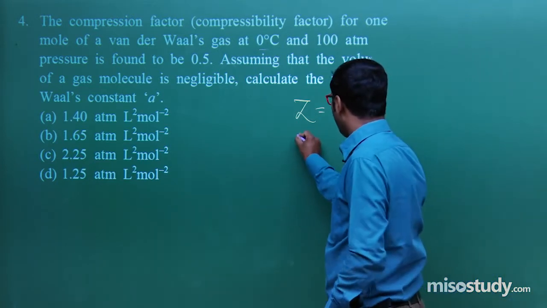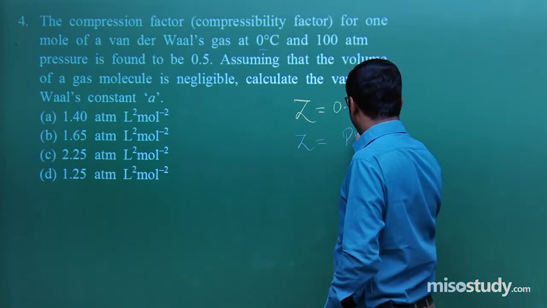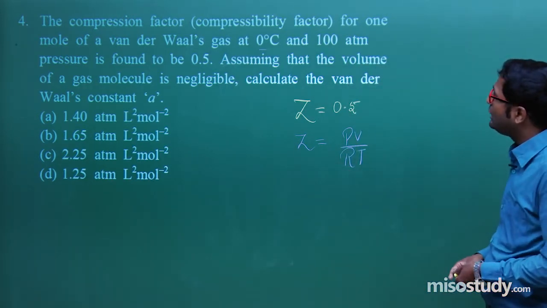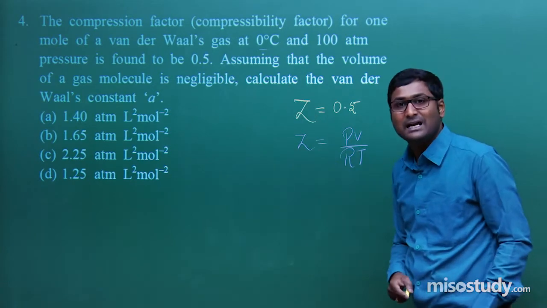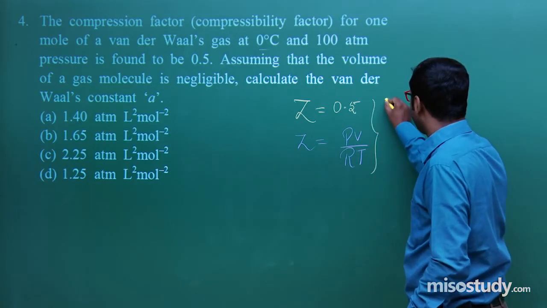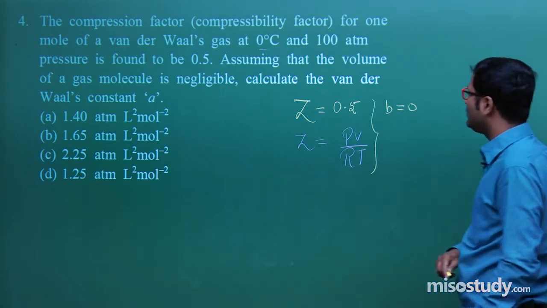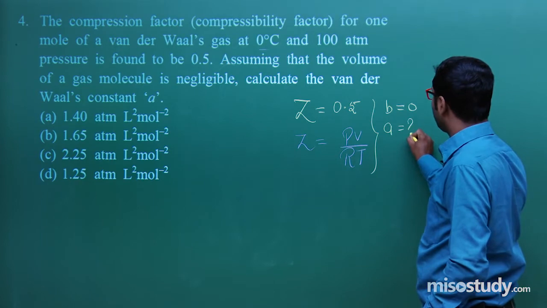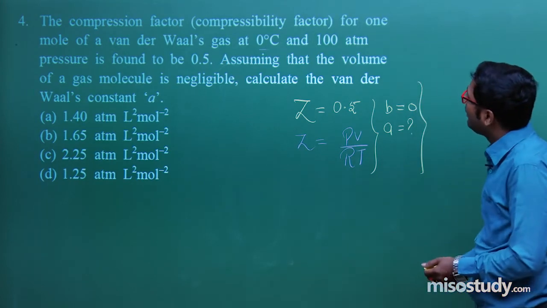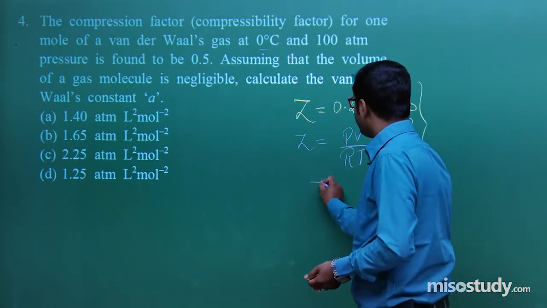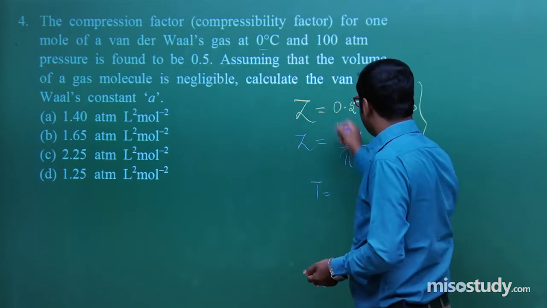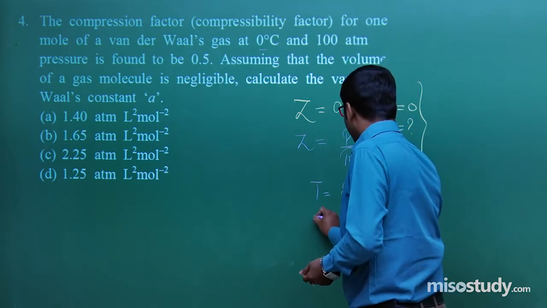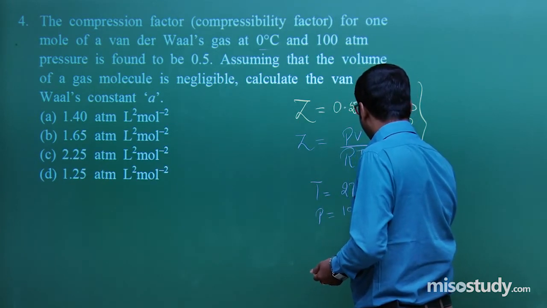As we all know, Z is equal to PV upon RT. Clear? Now, assuming that the volume of a gas molecule is negligible, that means to say, according to the question, that B is equal to 0. Clear? What is the value of van der Waals constant a? More data is given: T is equal to 0 degree, that is 273 Kelvin, and pressure is equal to 100 atm.